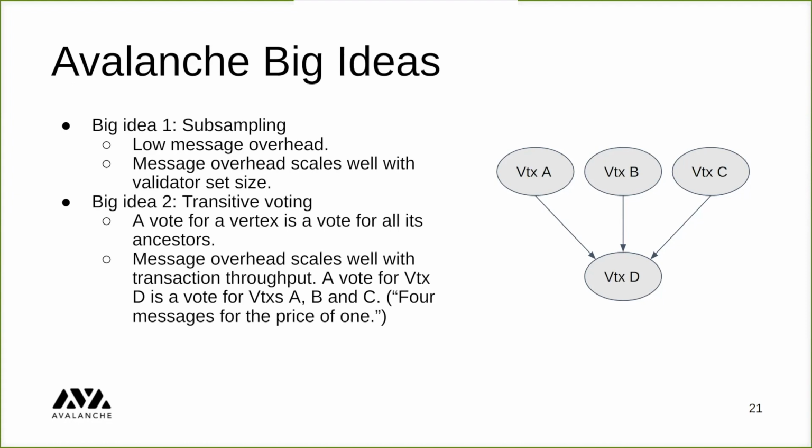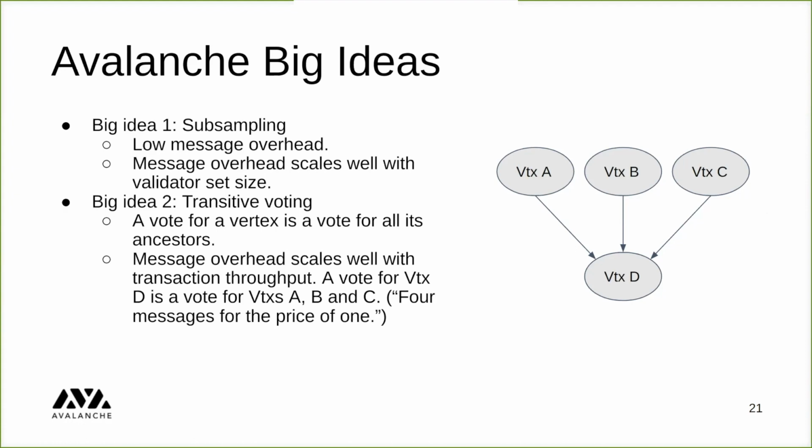And the second big idea is transitive voting, right? This idea that a vote for a transaction is a vote for all of its ancestors. And that really helps us make progress. That really helps with transaction throughput because you're essentially getting a bunch of votes for one, right? So for example, in the diagram on the right here, if you get a vote for transaction D, then that implies a vote for all of its ancestors.